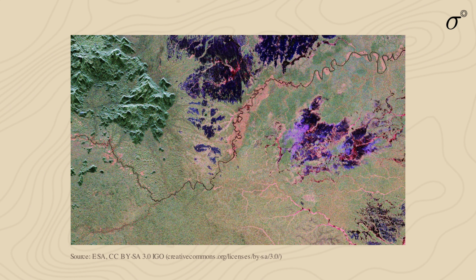This is one of the few P-band SAR images published just this year by the European Space Agency ESA, which shows the biomass in Amazon rainforests with wetlands appearing in purple and forest covers appearing in green.